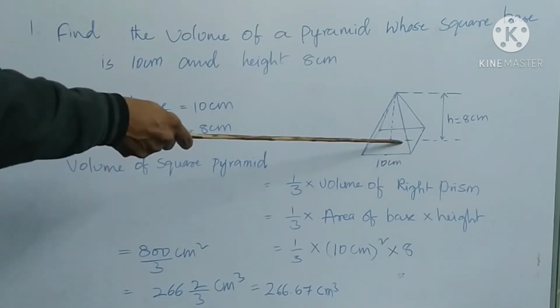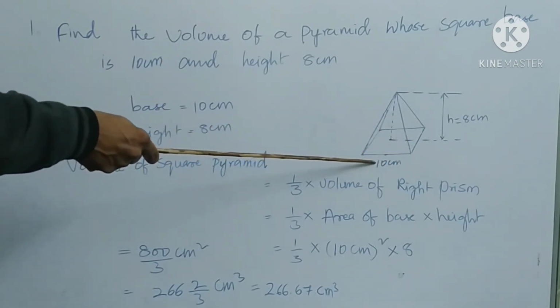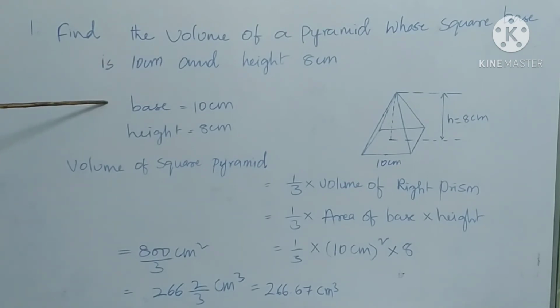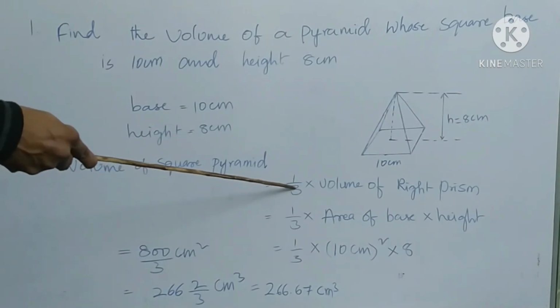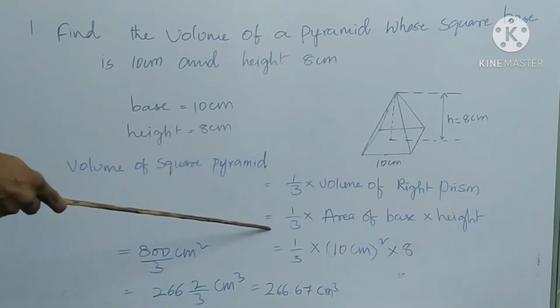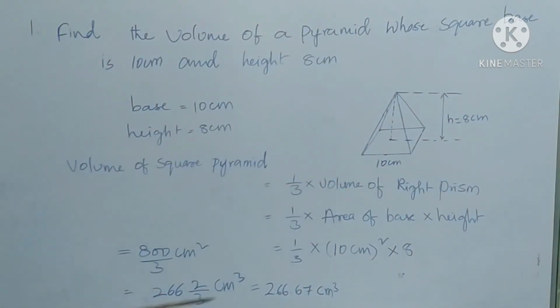So, a square base pyramid whose side is 10 centimeters. Here the base is 10 centimeters, the height is 8 centimeters. We have to find the volume of the pyramid. The volume of a square pyramid formula is 1/3 times the volume of the right prism, that is equal to 1/3 into area of base into height.